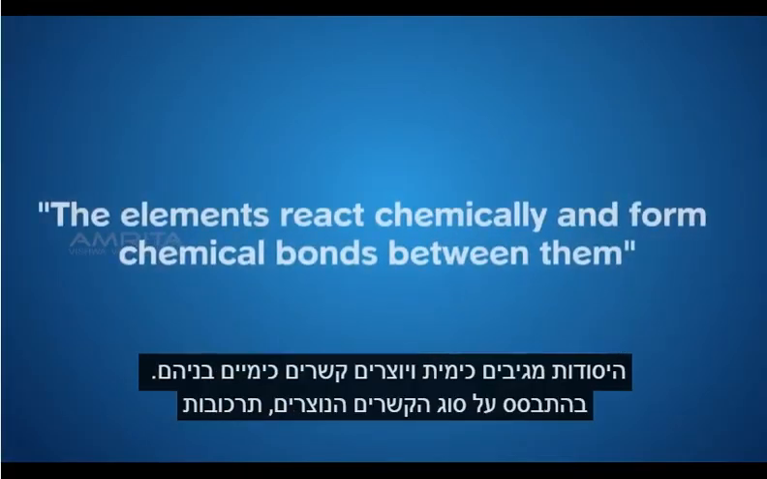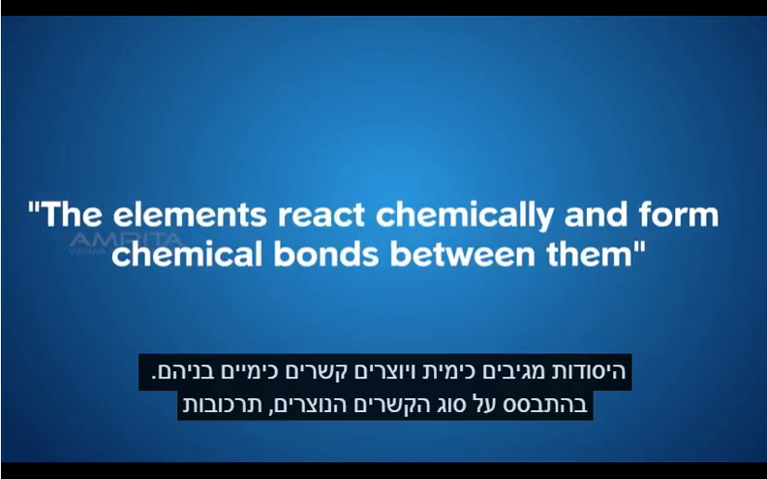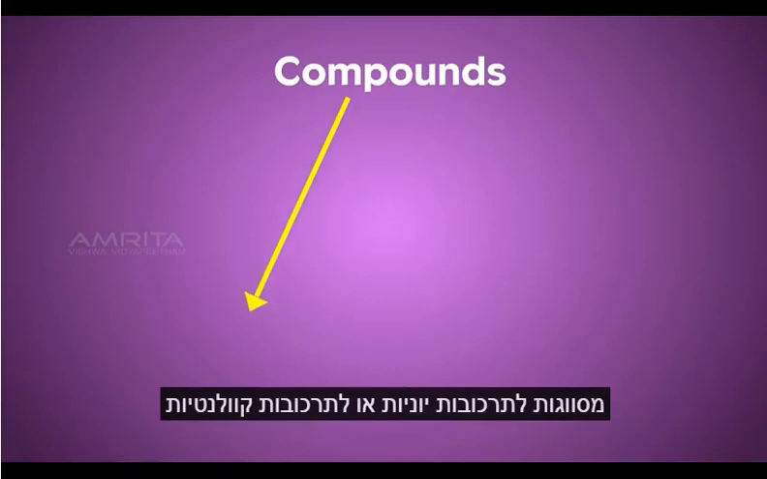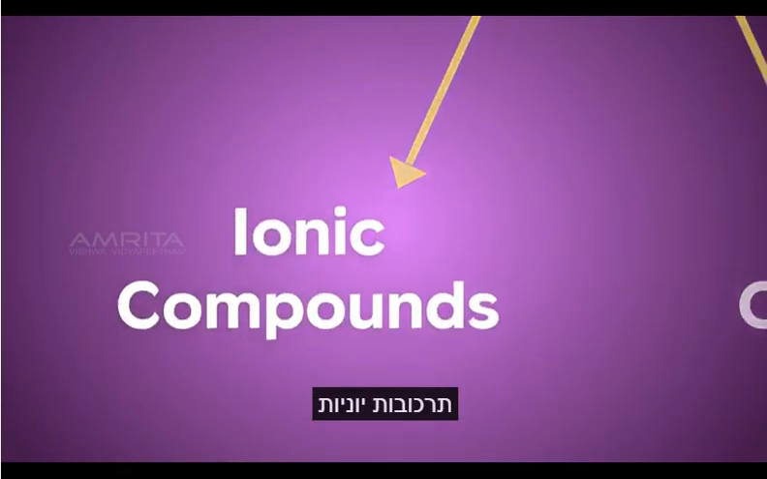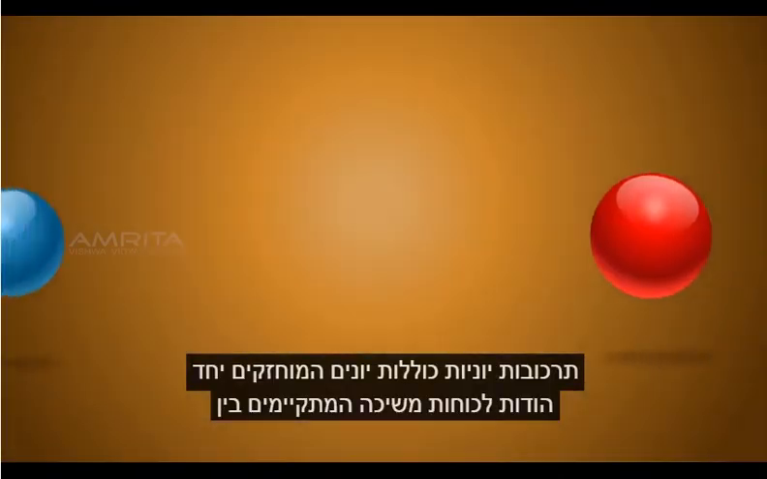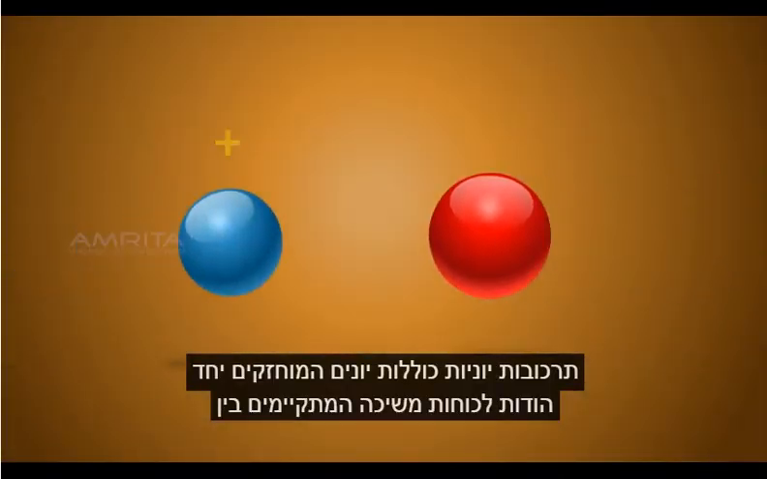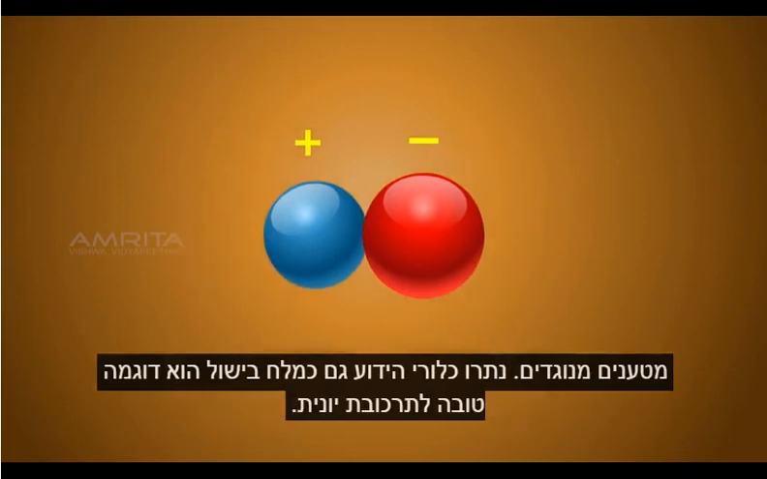The elements react chemically and form chemical bonds between them. Based on the nature of the bonds, compounds can be classified into ionic, molecular, or covalent compounds. Ionic compounds. Ionic compounds contain ions that are held together by the force of attraction between oppositely charged ions.